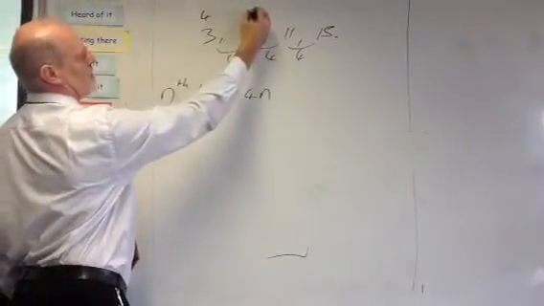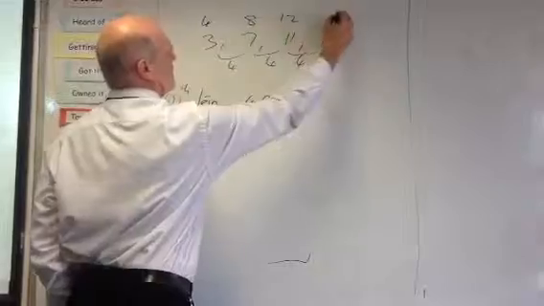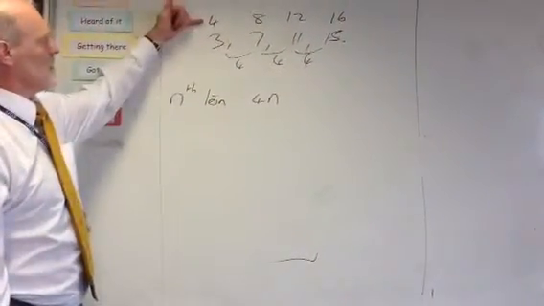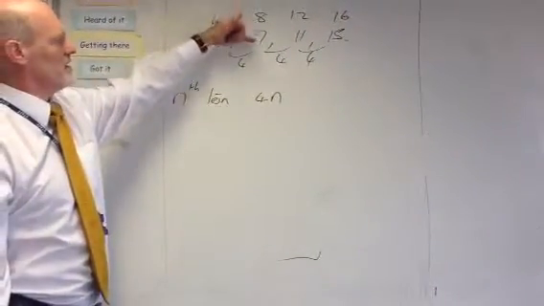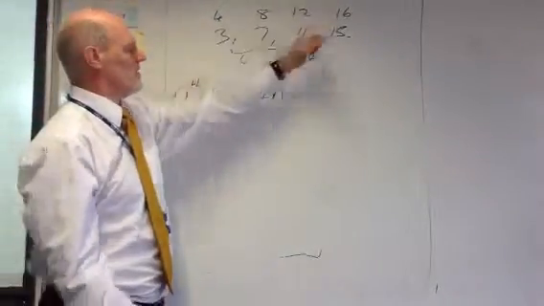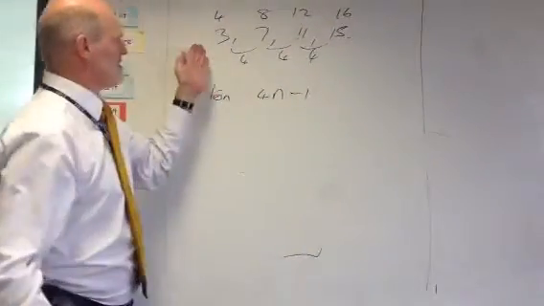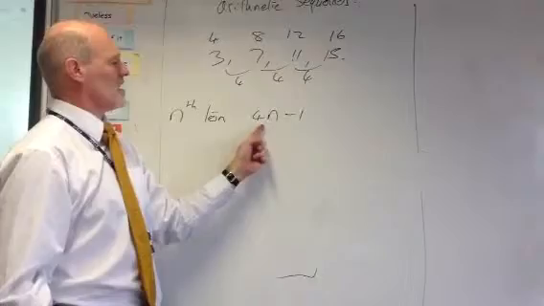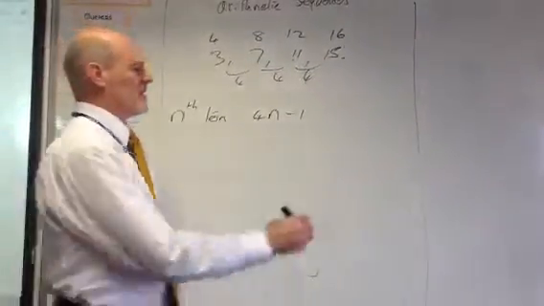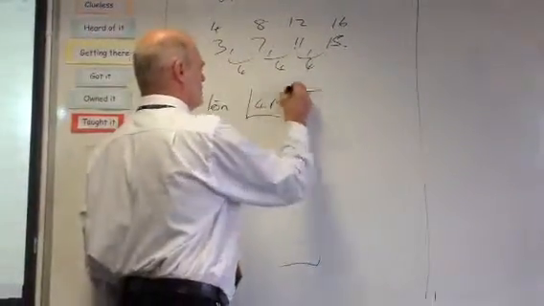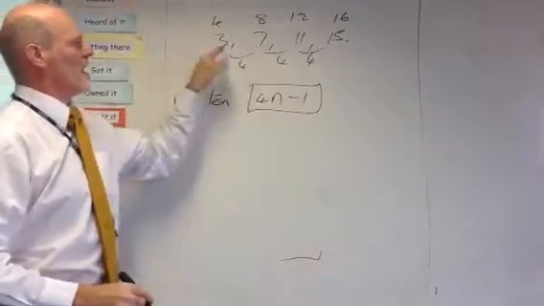If I write the 4 times tables, I need to reduce it by 1 to get each of the answers. Reduce it by 1. So this sequence is the 4 times tables, take away 1. That's the nth term. I have n numbers.